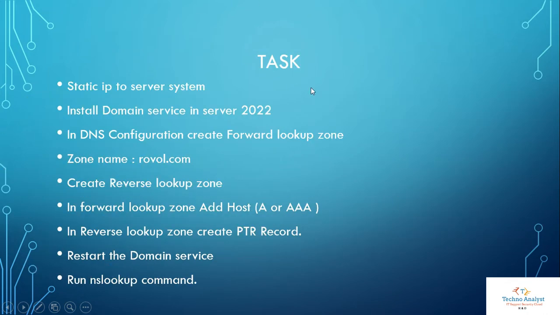So this is the task, or you can say this is the procedure we are going to do right now. First we will configure the static IP address in the server system. Second we will install the domain service. After that we configure the domain service, like we can configure a forward lookup zone and give it a name, which will be role.com. After that we create a reverse lookup zone, and in the forward lookup zone we can add a host, and in the reverse lookup zone we can create a PTR record.